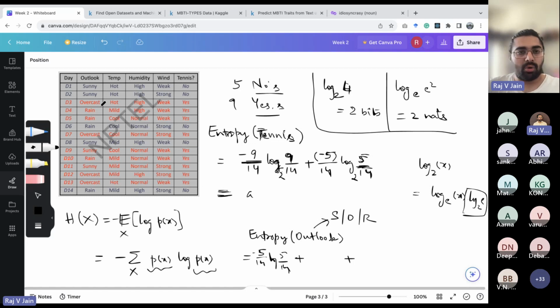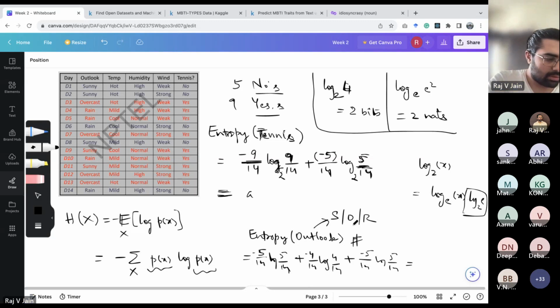And then Overcast is 1, 2, 3, 4. So 4 by 14 log 4 by 14. So 5 plus 4 is 9, and it should be 5 for Rain: 1, 2, 3, 4, and 5, right? So minus 5 by 14 log 5 by 14. This becomes the entropy of the Outlook variable. Is this clear? Any doubts on entropy calculation? Fine, so we'll move ahead.